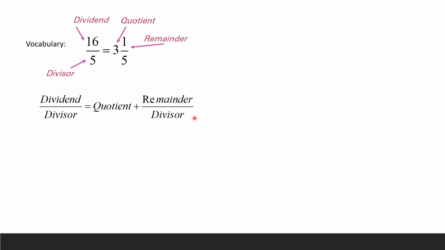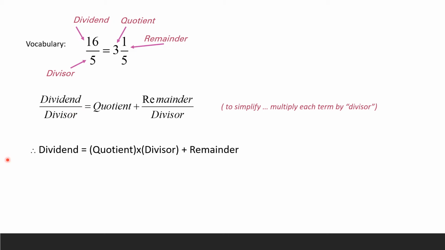You will get questions frequently that ask you to, for example, isolate the dividend. I just want the dividend. So in this case, we would multiply each term by the word divisor, because if I were to isolate dividend, I've got to get rid of this denominator here. If you multiply each word by the word divisor, you would have this statement.